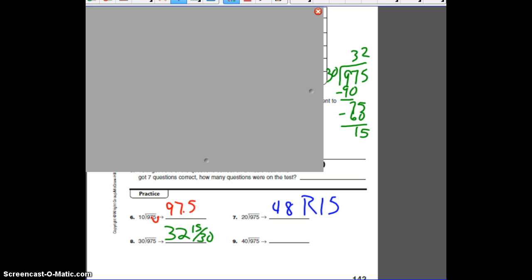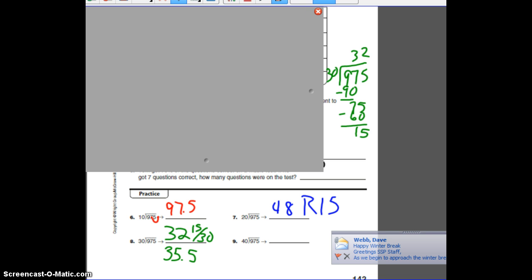Look, I've done it. I did it once as a decimal, once as a remainder, and this time I did it as a fraction. 15/30ths is the same as 32.5. Oops, now I wrote it wrong. I've got 5 in mind. 32.5 for that one.